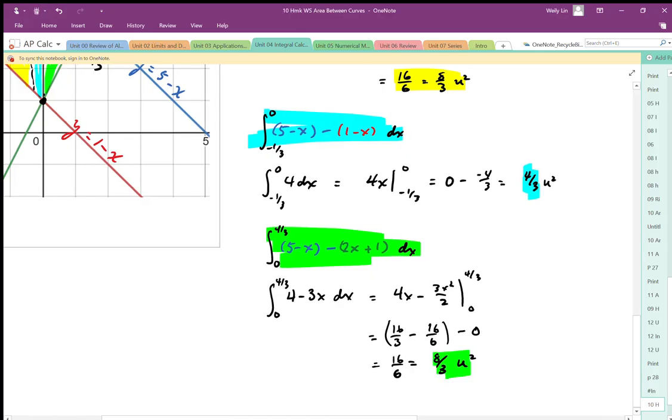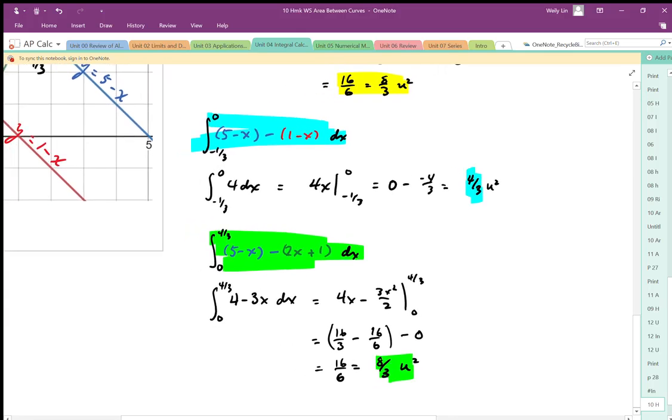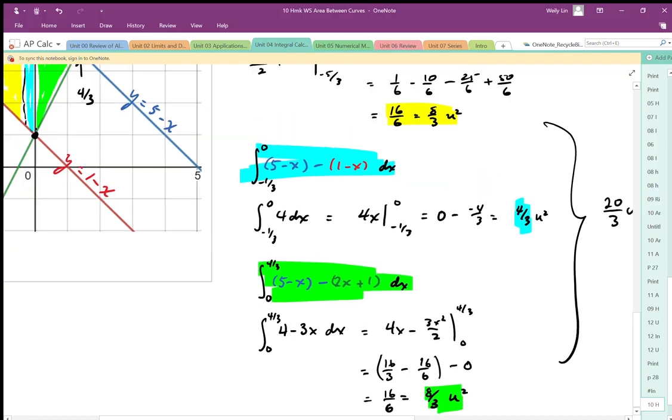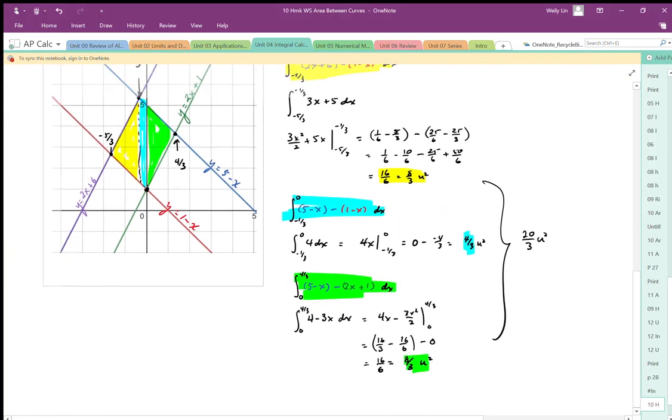So the total area, we just sum those up, and we end up with 20 over 3 units squared as the total area. And again, what's important is we identify the intersection points to indicate the bounds of integration, and we have to integrate those three areas separately.